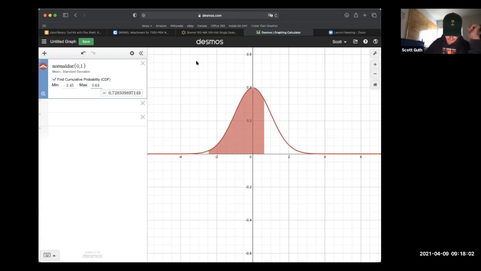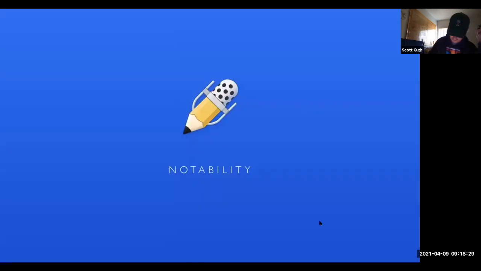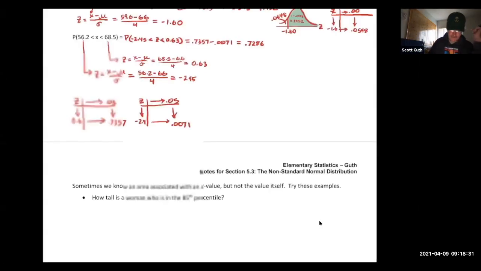Okay, so that's that. Now, the only thing that's left is to do these reverse problems where I start by giving you a probability. So let me show you. And I'm not going to give you a Desmos command to do this. It's way too complicated. So we're just going to do these the old-fashioned way. I'm working my way back to my iPad here. It's a couple of steps. Okay.